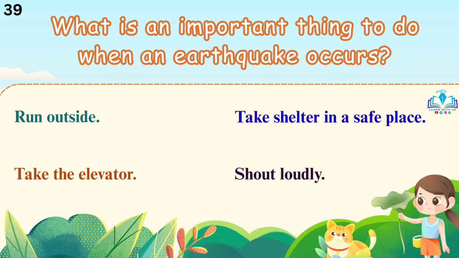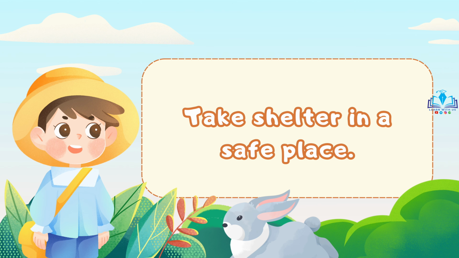Question 39. What is an important thing to do when an earthquake occurs? A. Run outside, B. Take shelter in a safe place, C. Take the elevator, D. Shout loudly. Answer B. Take shelter in a safe place.